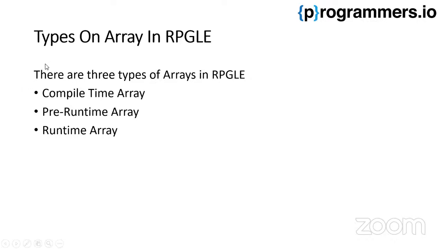Also, the types of array. In IBMI or RPGLE, there are three main types of array that we use. These are the compile time array, the pre-runtime array, and the runtime array. We will be looking into each of the arrays in the next slides.